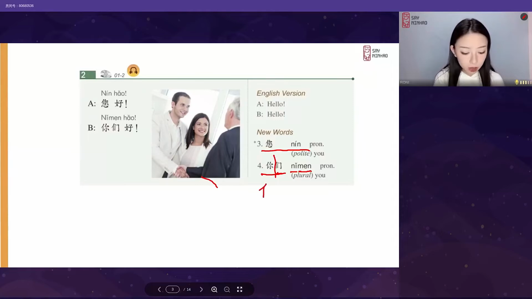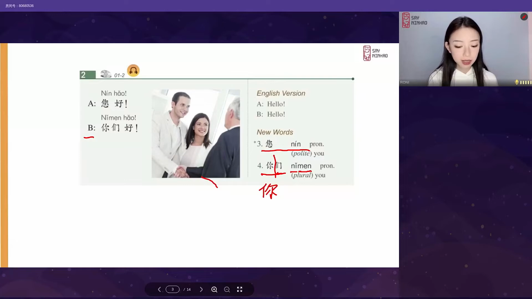Plural. And only 你 means you, but singular, right? Singular. So 你们 plural. 你 singular. Okay. 你们 and 您. Now let's move on to our text. I will read it once for you. Please pay attention to the pronunciations, okay? A said, 您好. B said, 你们好.